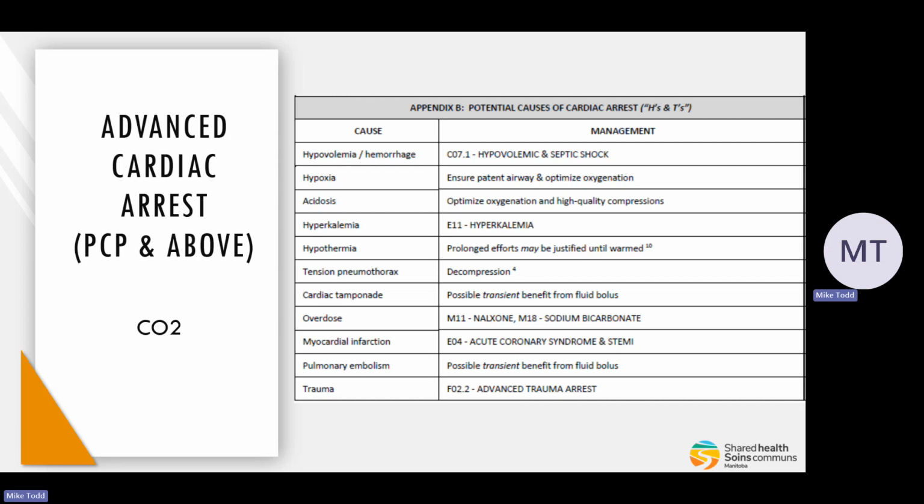Then you got overdose in there as well. So we got medication profile M11 from the naloxone that we talked about, and you also have M18 to give sodium bicarb for tricyclic antidepressant overdoses. MI is pretty straightforward. We're not going to activate STEMI though until we get ROSC.